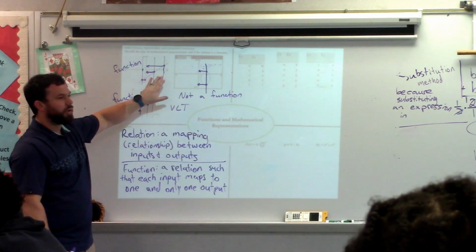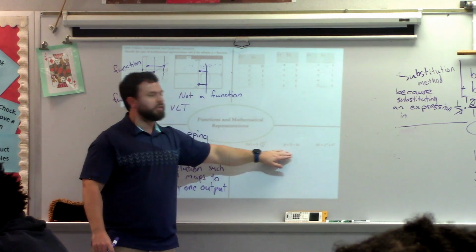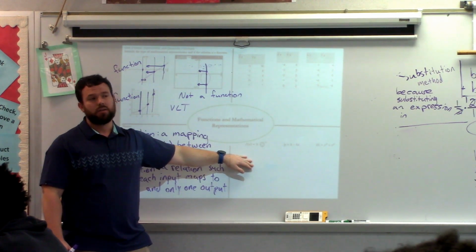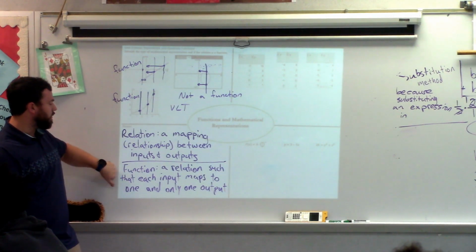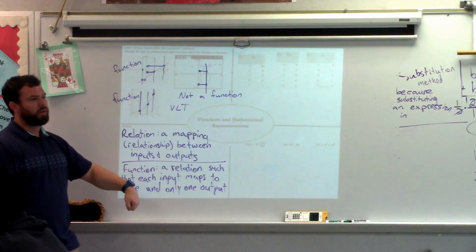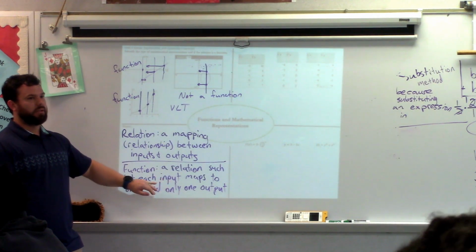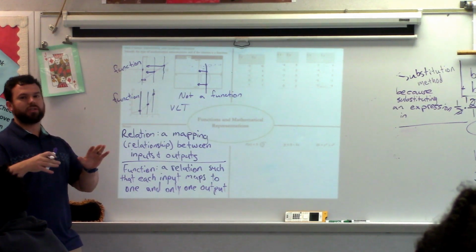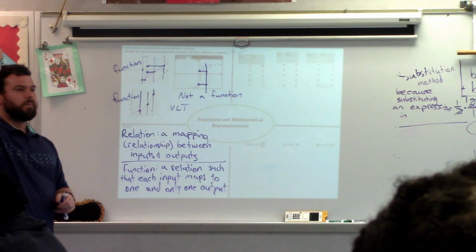And guys, this is important because when you get to a table or an equation, can you do a vertical line test right now? No. But you still need to be able to know if it's a function or not. So you always want to go back to the definition: a function is a relation such that each input maps to one and only one output. And so this is what really defines a function. Now don't forget, is a function a relation? Yes. Every function is a relation because a relation is a mapping of inputs to outputs.